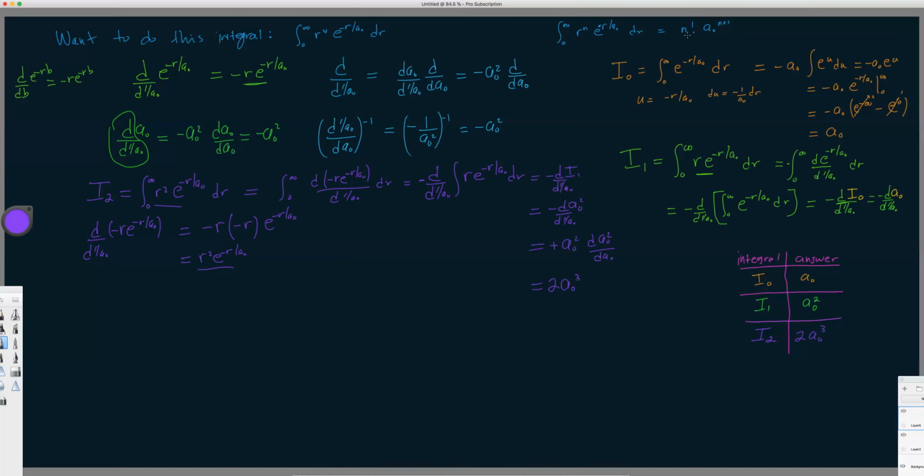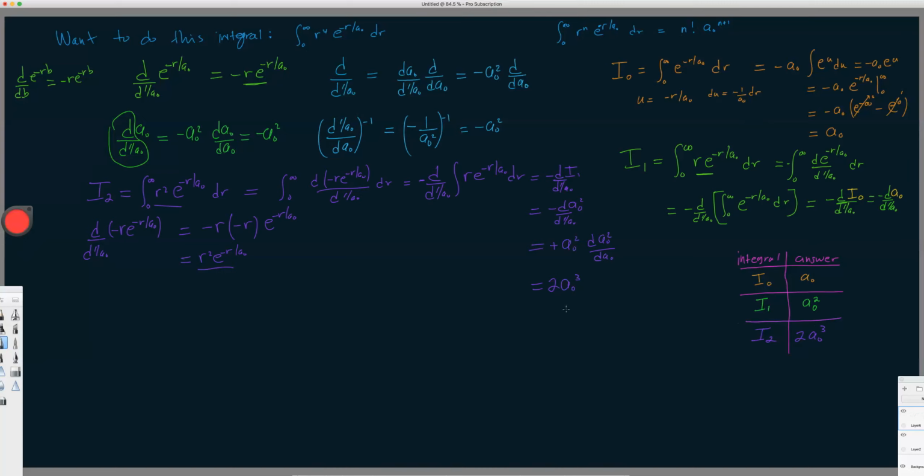Again, when n is 2, we get 2 factorial, which is 2 times 1, which is 2. A naught to the n plus 1, 2 plus 1 is 3, and we got it. Okay. All right, we are on our way. I'm going to do one more for you, and then, if you choose to, you can do the last one, the one we want here, and show all your work, okay, for extra credit.